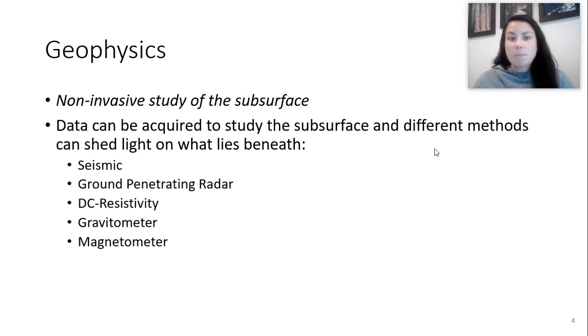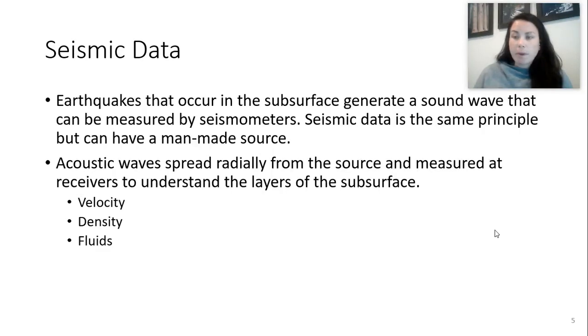So there are all these different types of data that can be acquired to study the subsurface, to see what lies beneath. We have seismic, we have ground penetrating radar, we have DC resistivity, a device called a gravimeter, and a magnetometer. All these things measure different properties of the subsurface without physically digging out any of it. And that's what makes geophysics such a cool and robust tool, is that we can see things beneath the surface.